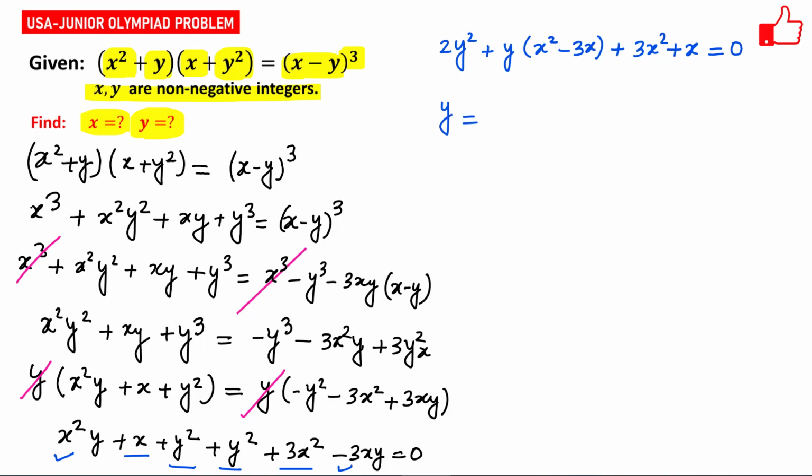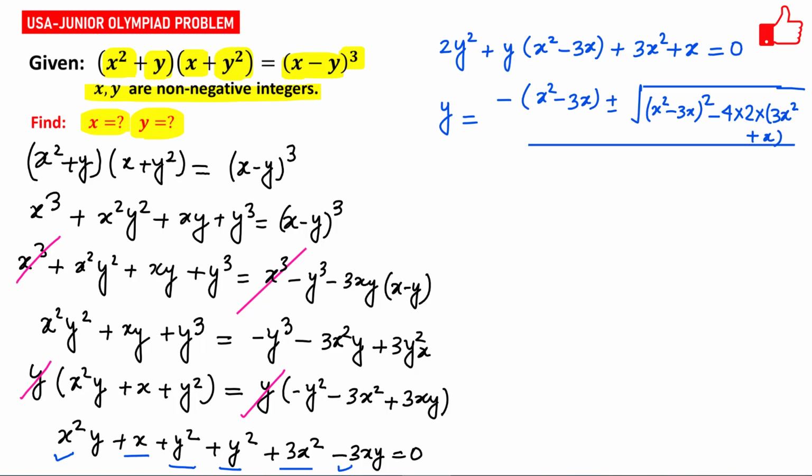So y is equal to minus b, this means minus of (x² − 3x), plus or minus the square root of b² − 4ac. So b² is (x² − 3x)² minus 4 times a times c, and c is nothing but 3x² + x, and this divided by 2a, so 2 times 2. So this is the value of y.